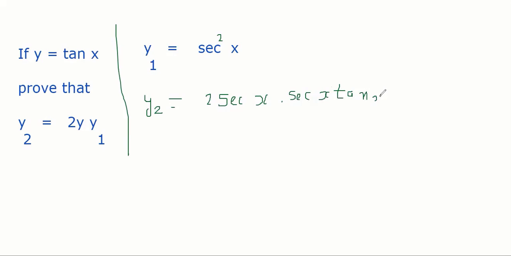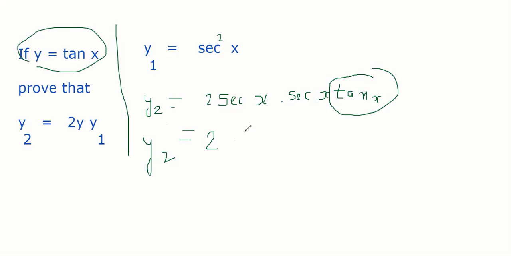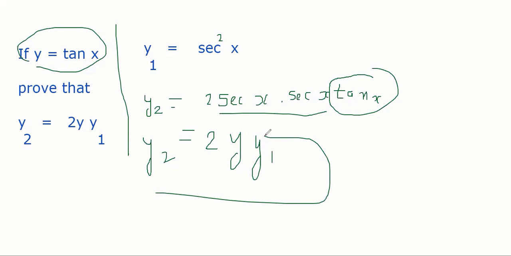This is the left hand side, sir. Now we have to get 2 tan x times secant square x. Or we can directly substitute: instead of tan x, can I write y? Yes, sir. So it becomes 2 y into secant square x, and that is y1, the first derivative. So we got this, right? That is what we wanted. It's a 2-line question. Very good.